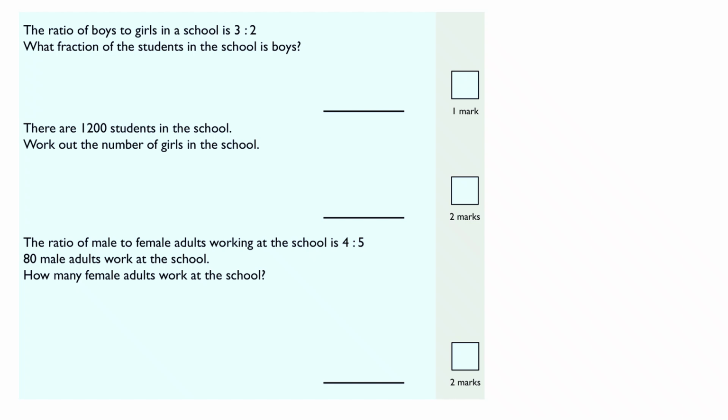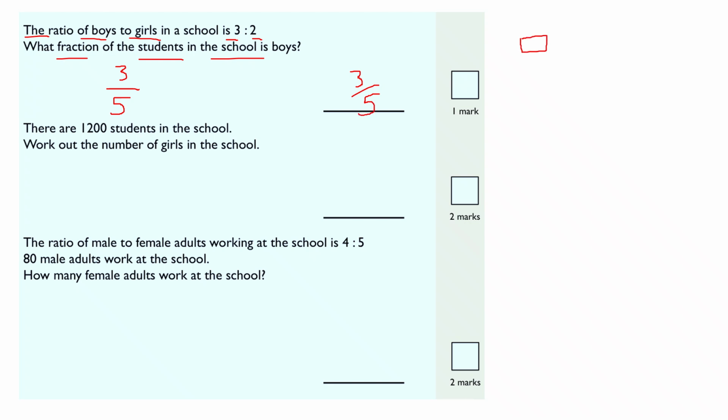In this first part of this ratio problem, we are told that the ratio of boys to girls in a school is 3 to 2. Okay, so 3 parts boys and 2 parts girls. What fraction of the students in the school is boys? Well, there are 3 boys out of a total of 3 plus 2, which is 5. So it's 3 out of 5, 3 over 5, or 3/5. Because there are 3 parts boys.